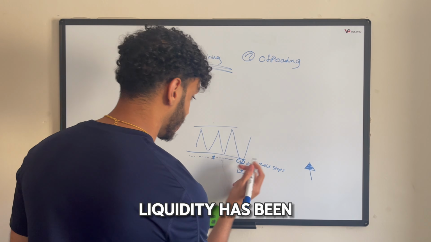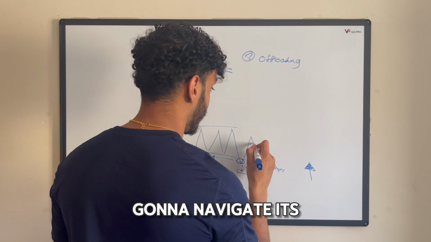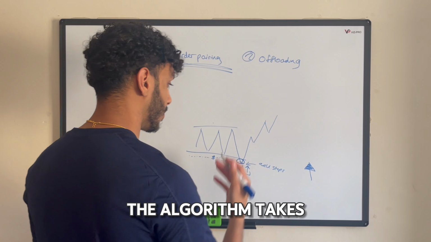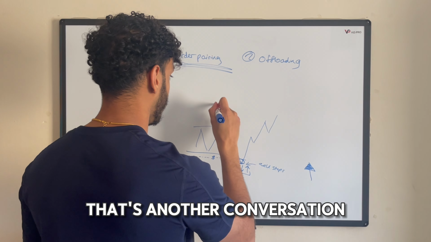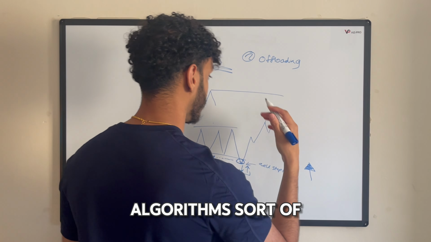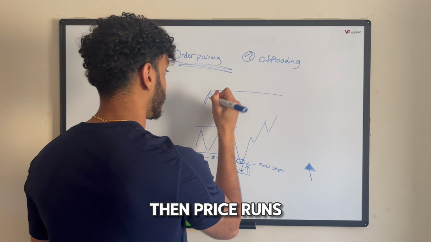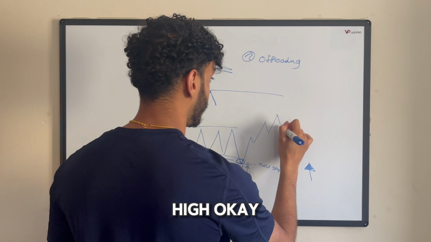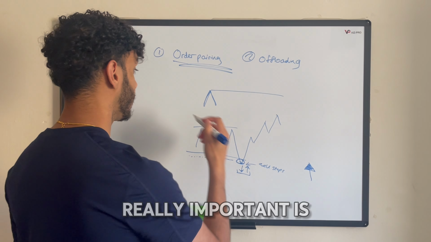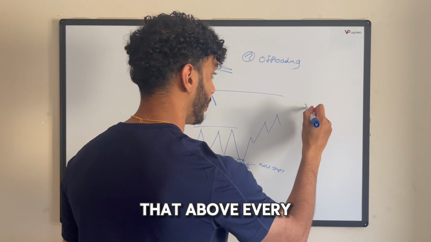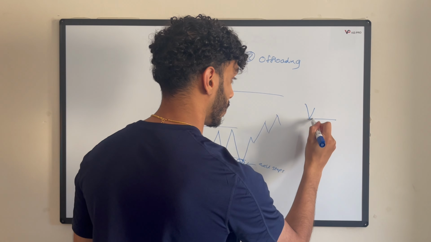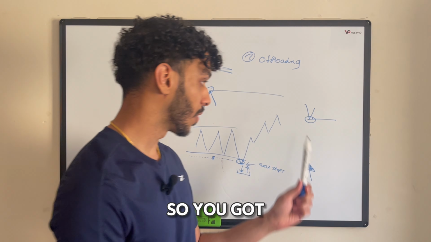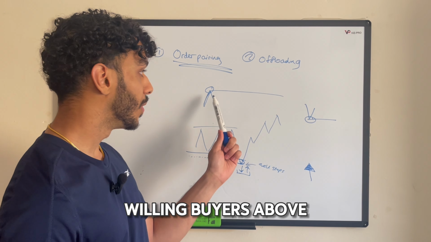So once liquidity has been swept, price is now going to navigate its way higher. Let's say we're in a buy program, the algorithm takes price higher. That's another conversation about all that algorithm stuff. Then price runs to an old high. And what's really important to understand is that above every old high and below every old low are willing buyers and willing sellers. So you've got willing sellers beneath this low, willing buyers above that high.